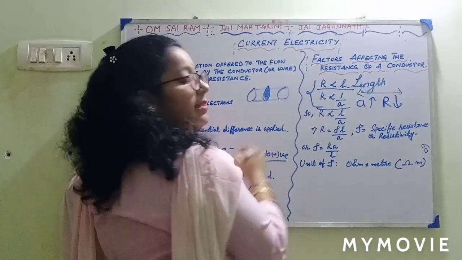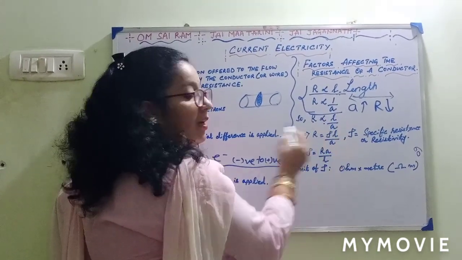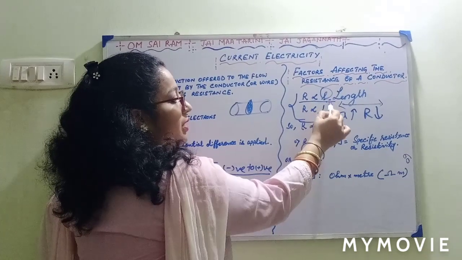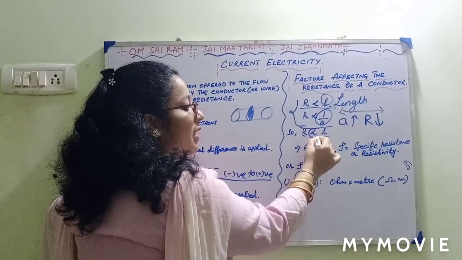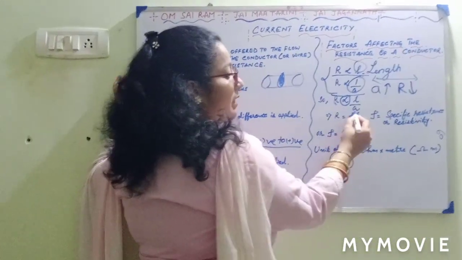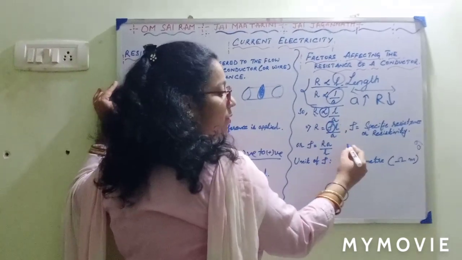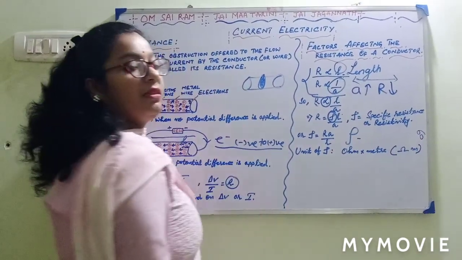Now on combining these two equations, what do we get? R is proportional to L upon A. So ये proportionality जब भी हम हटाते हैं, we give a constant. So here what constant is given? Here rho is given as the constant. Rho is the specific resistance or resistivity.